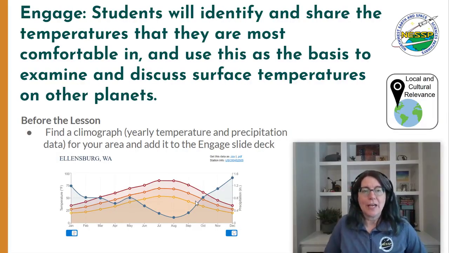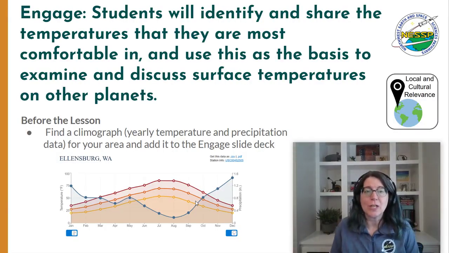The 5 E's start with engage, and in this case, students will talk about local temperatures, where they are most comfortable on that temperature scale, and use this as the basis to examine and discuss temperatures on other planets. Before this part of the lesson, you will need to find a climograph, which is just a yearly graph of temperature and precipitation averages for your area, and add it to the slide deck that's linked in Engage.